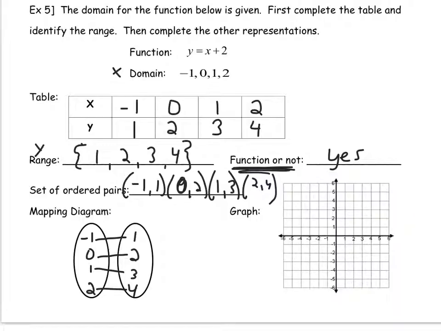And then lastly, I can graph this relation. So negative 1, 1, 0, 2, 1, 3, and then 2, 4. So there I have a relation, and it is also a function. All right, now you've seen all the different ways you can represent functions. You have mapping diagrams and graphs and t-tables and equations, and then listing the domain and the range.